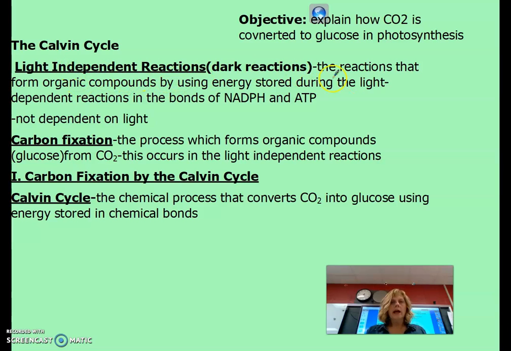So light-independent reactions are the reactions that form organic compounds by using energy stored during the light-dependent reactions in the bonds of NADPH and also some ATP. These are not dependent on light. That's why we call them light-independent reactions. Really the bulk of it is something called carbon fixation by the Calvin cycle. The Calvin cycle is just that chemical process that converts CO2 into glucose.